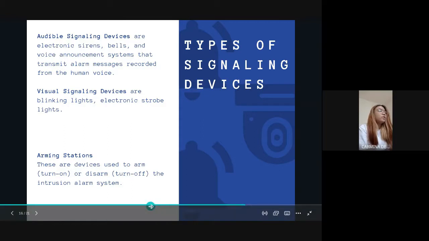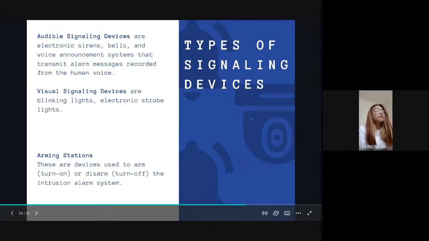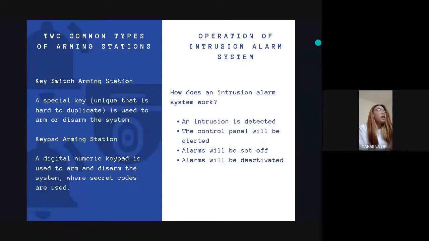And then moving on to arming stations. Arming stations are devices used to arm, or in layman's terms turn on, or disarm, turn off, the intrusion alarm system. Based on research, there are two common types of arming stations. First, we have the key switch arming station, where a special key, which is unique and hard to duplicate, is used to arm or disarm the system. Meanwhile, the keypad arming station is a digital numeric keypad used to arm and disarm the system, where secret codes are used.